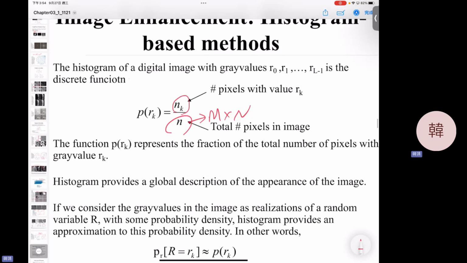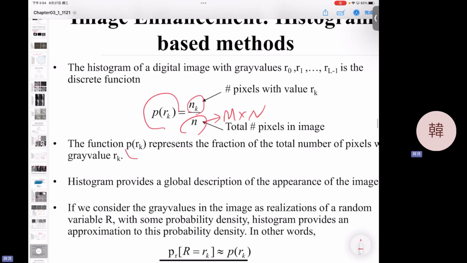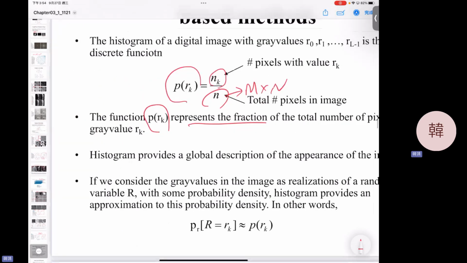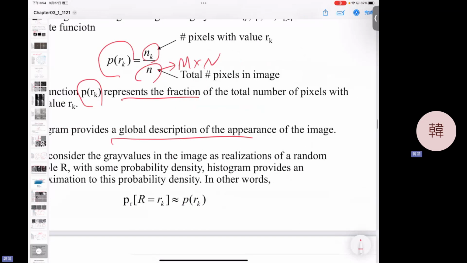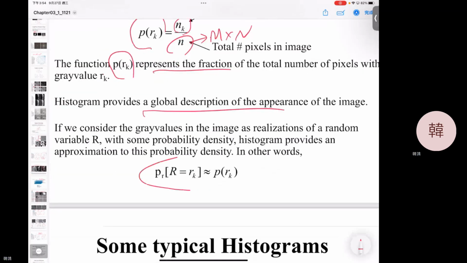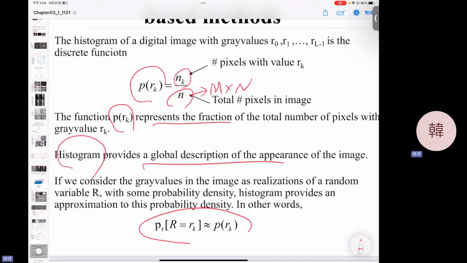Every different gray level has a different probability, and we call it the function p(r_k). The probability represents the number of pixels with gray level r_k, divided by the total, and we call it the histogram. So this is the global description of the appearance of the image. It's just like a PDF value. If you look at the histogram of the image, actually it's a PDF, the probability density function of the image.